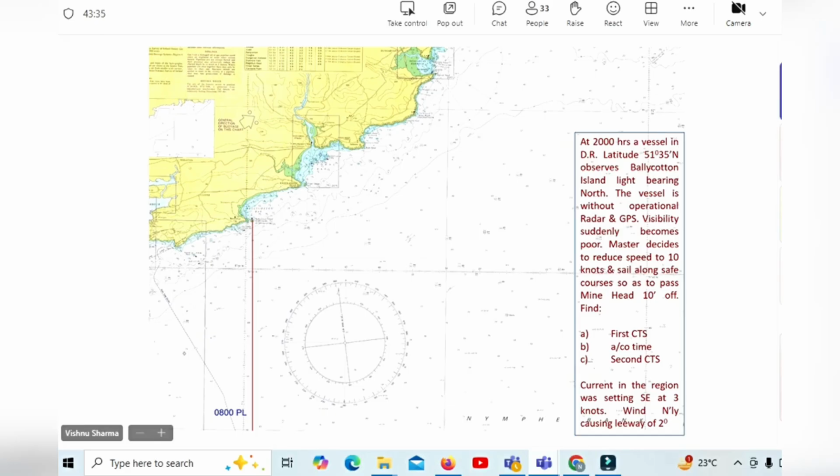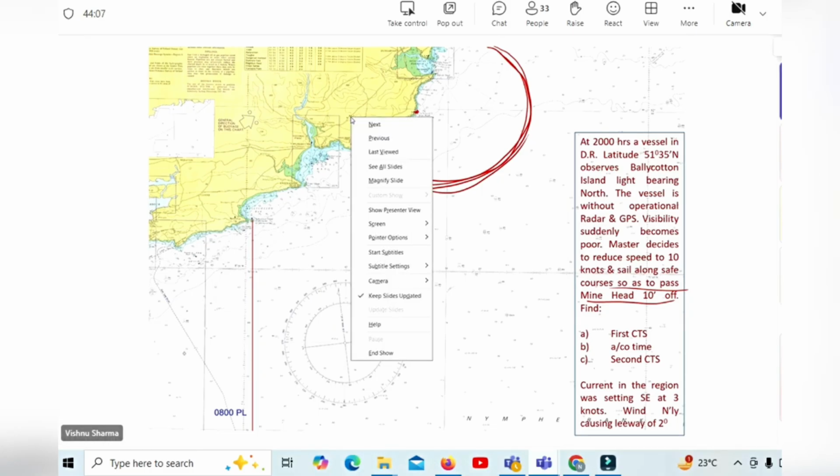Now, this is the PL. Now, you want to pass 10 miles off the Mine Head light. Mine Head is somewhere here. So if you have to pass 10 miles off, you'll open your compass 10 miles and you'll draw a circle like this here. Yeah, am I right, guys? Yes or no? Of 10 miles radius, correct? Right?